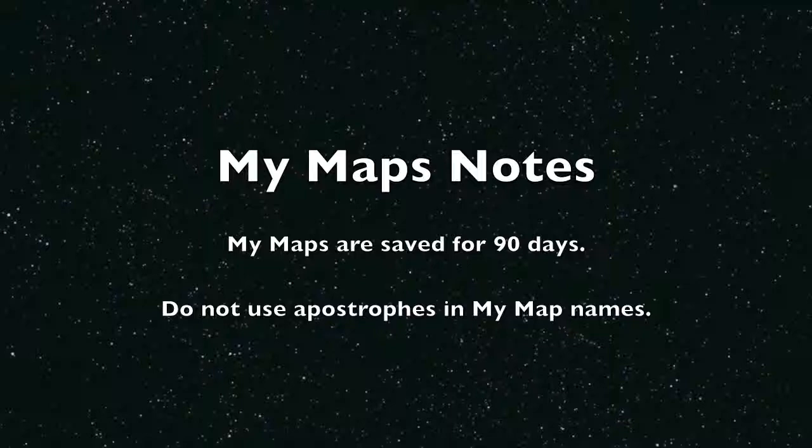A couple of notes on My Maps. My Maps are saved for 90 days. After that point they're erased. Also, don't use apostrophes in My Map names because they make Polaris crazy.